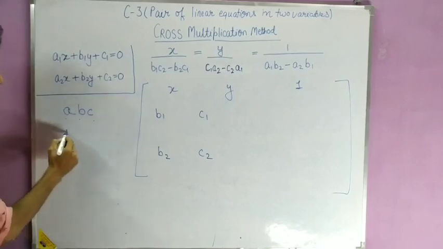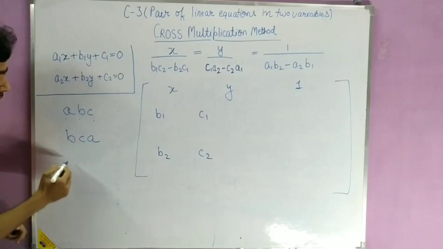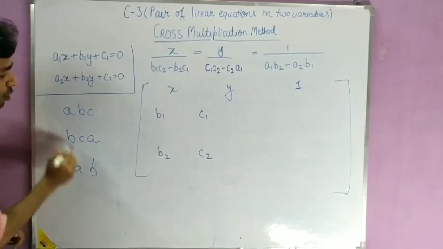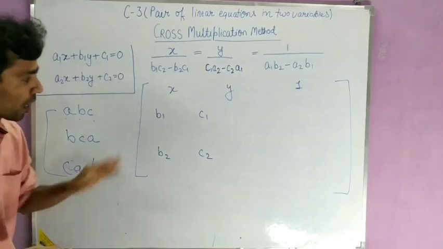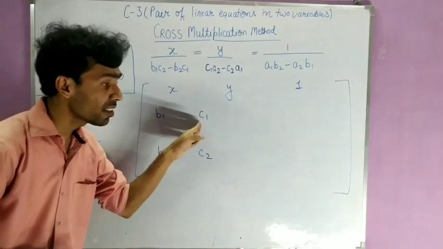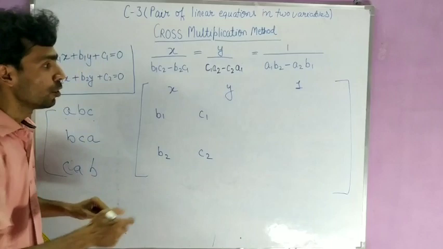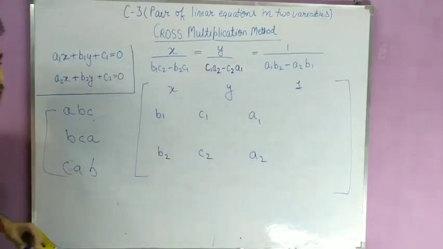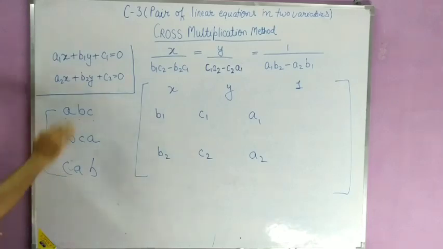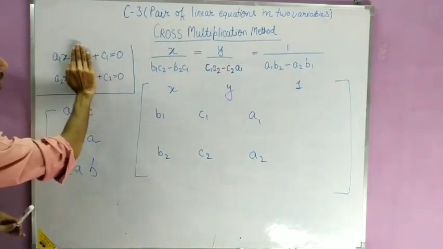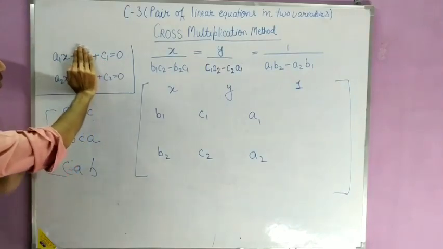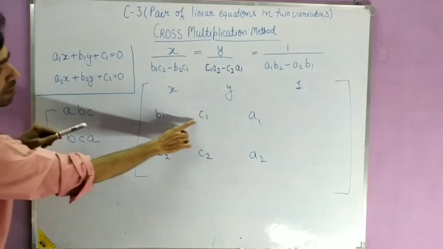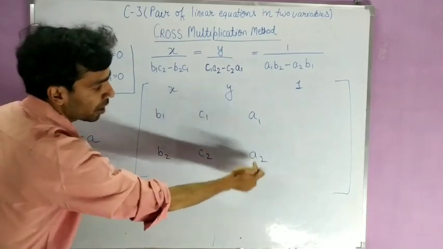If you write like this, B, C, A, then C, A, B, it is known as cyclic order. So see, B, C. Now after C, what will come? A will come. So you will write here a1, a2. Okay? You can see now. When you hide the coefficient of y, what coefficients are left? a1, a2 and c1, c2. Because c1, c2 is here, I have written a1, a2.